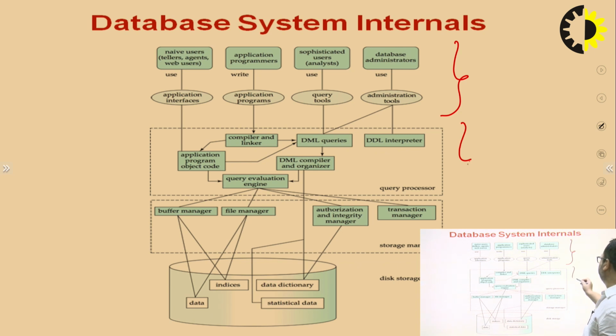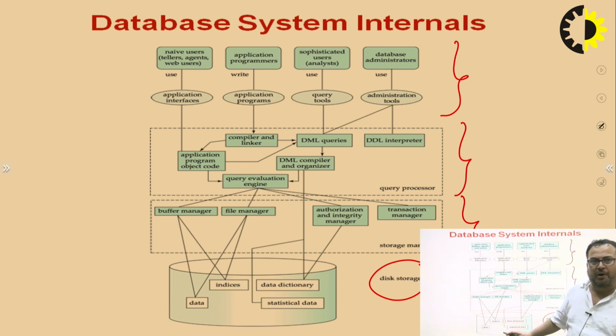Okay, so at second we have the query processor, at third we have the storage manager, and at last we have the disk storage. Disk storage basically comes under the physical schema, that is, how the data is going to be stored in the hard disk. We have also discussed physical data independence.